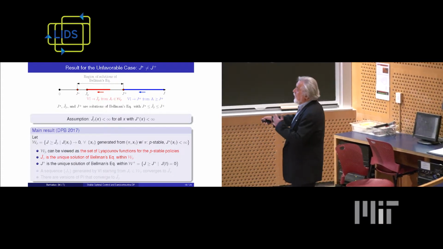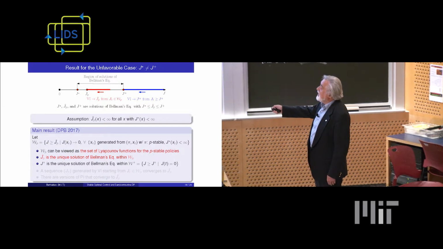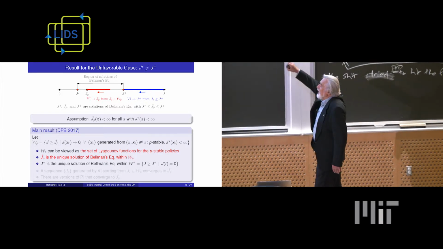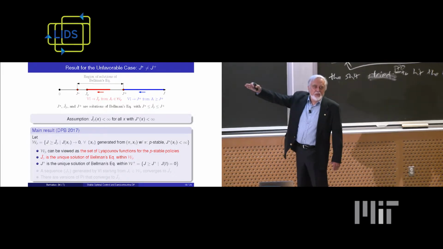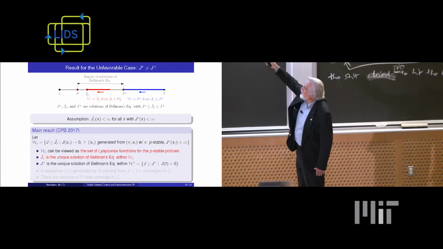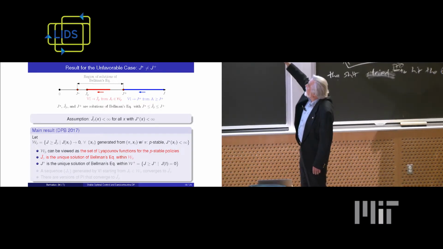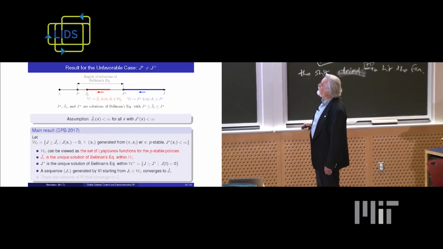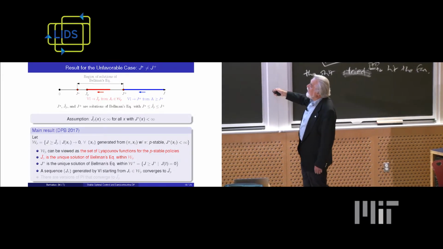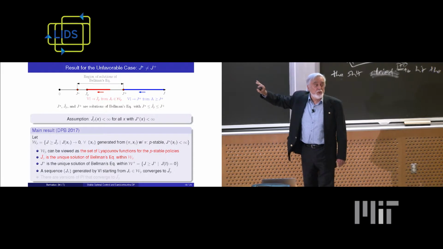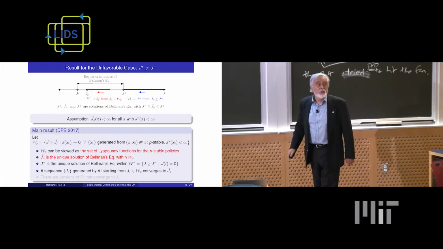J plus, the corresponding result for the terminating policies, is that J plus is the unique solution of Bellman's equation within this set. Now, because J plus is the maximal solution of Bellman's equation, the corresponding set W takes this form here. So we have uniqueness of solution within this set. And moreover, any sequence generated by value iteration starting from a Lyapunov function of a given P converges to J hat P.